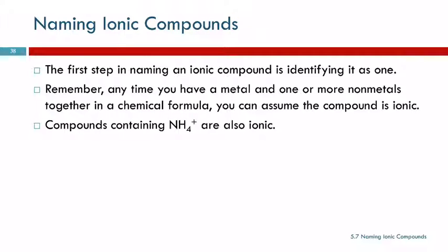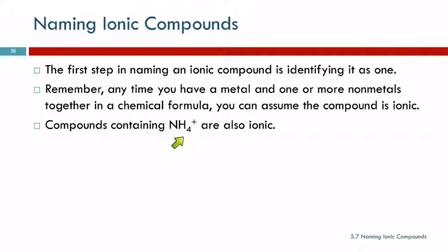Naming ionic compounds. First, you have to identify that this is an ionic compound. Anytime you have a metal and some nonmetals, you're going to have an ionic compound. The one thing, there are some ionic compounds that don't have a metal. What you have to watch out for is anything that starts with NH4. This is the ammonium ion.